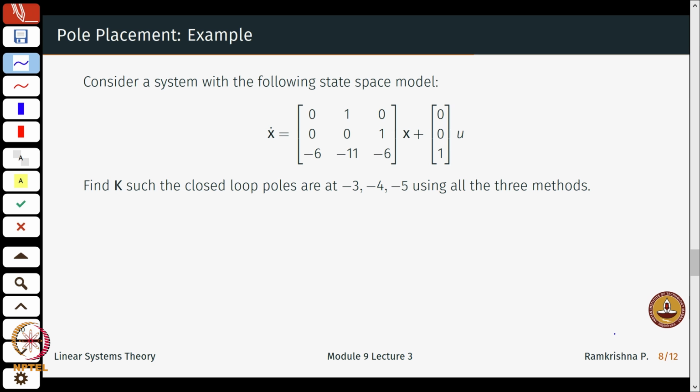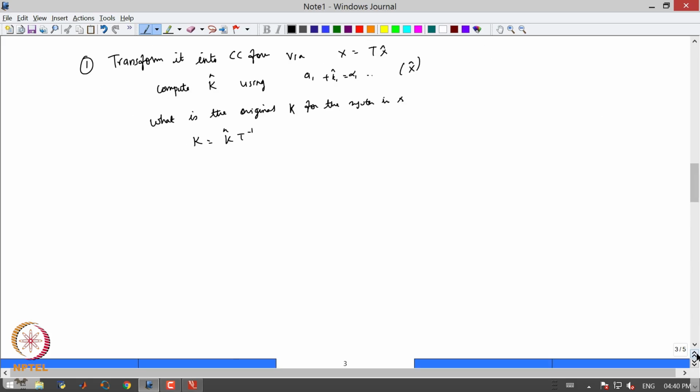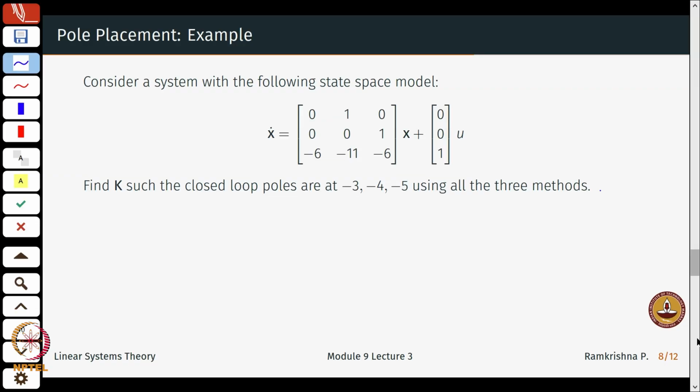I'll just have this example, and I leave it for you to solve. It's again the same application of the methods that we had over here. And I'll maybe put up the solutions when I upload the slides.